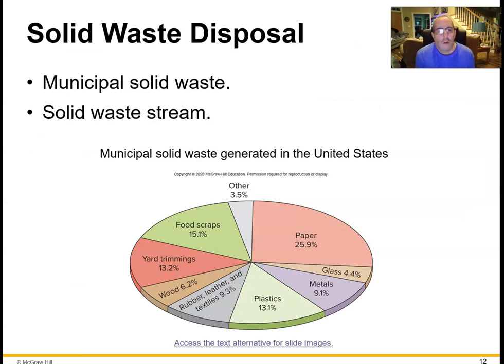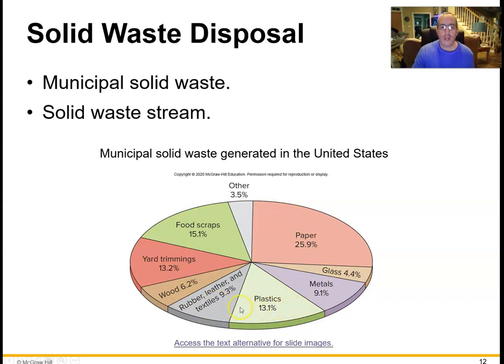So when we start talking about solid waste, here is a pie chart of solid waste that humans produce. When we talk about solid waste, that more or less means garbage to us. In layman's terms, that's just the garbage that we produce. We'll get into hazardous waste in just a minute, but solid waste is garbage. And this is a pie chart that shows you what our typical garbage consists of.